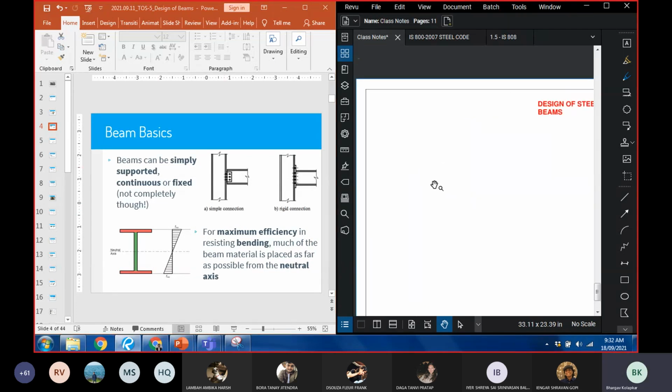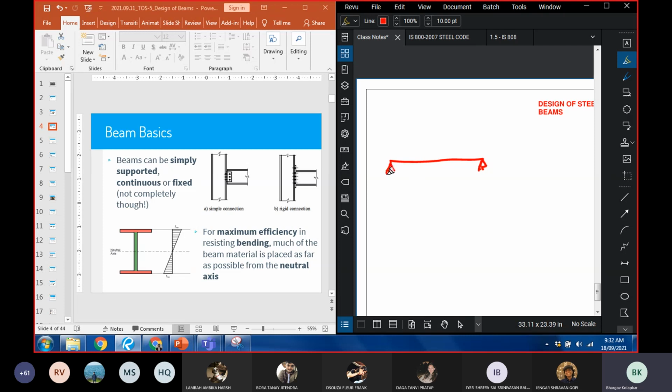So beams can have different support conditions. Beams can be simply supported, or they can be continuous, or they can be fixed. I'm sure you must have heard of these terms over and over in the last 3 years. Now, what do we mean when we say that a beam is simply supported? We already know how a simple support looks.